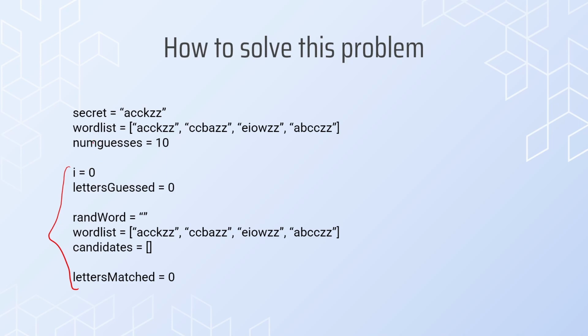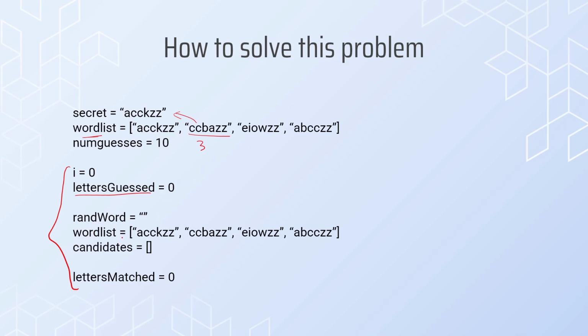That value has to always be less than the total number of guesses given to us. A random word here is a random word that we choose from the word list that we're given, and then after doing master.guess on that random word, I retrieve the letters guessed. Let's say we pick this word right here and compare it to the secret. Letters guessed is going to give you the value 3, right?